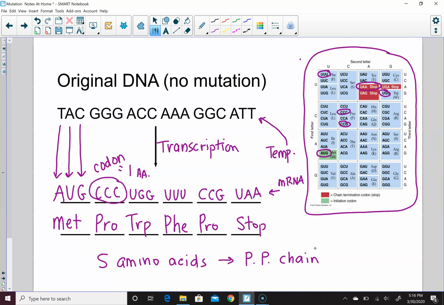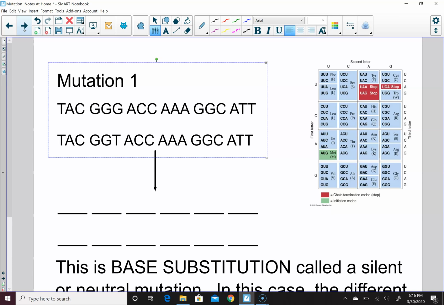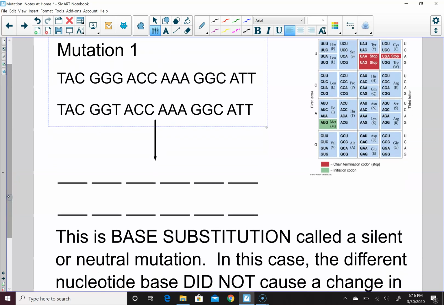Okay, fine. If all is good and all is right in the world, your original DNA, no mistakes, everything's great. But what happens if there is a mistake? Well, let's take a look at our first mutation. Now, I kind of told you what it was. I kind of gave it away a little bit. But this is known as a base substitution. So all that means is one of those letters is going to be wrong.